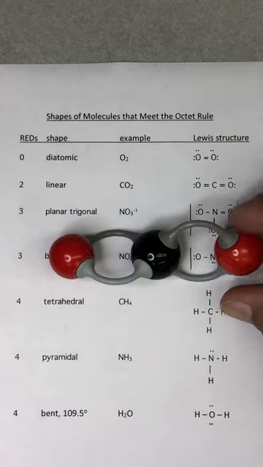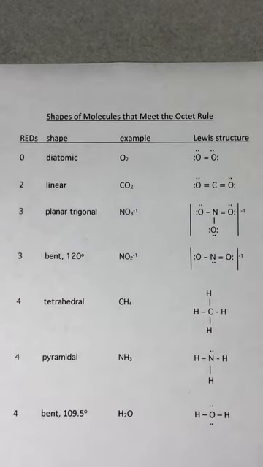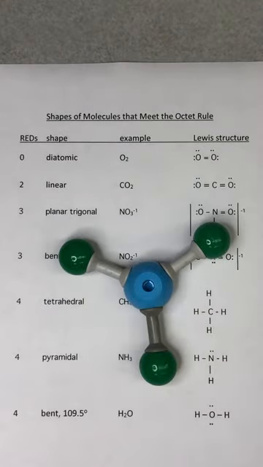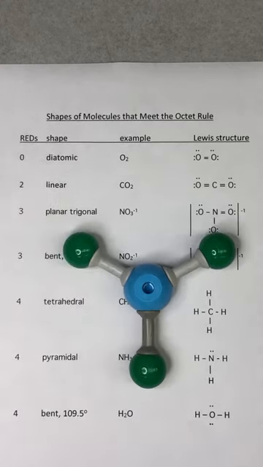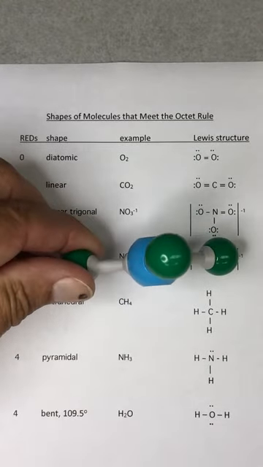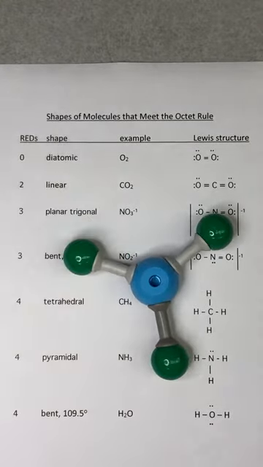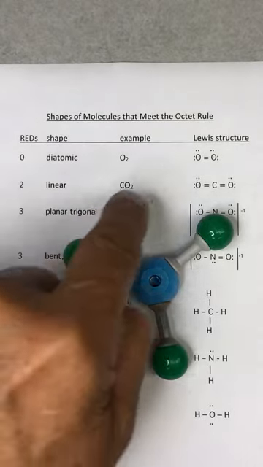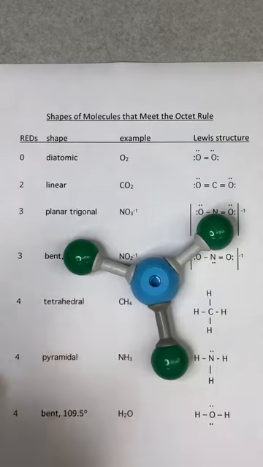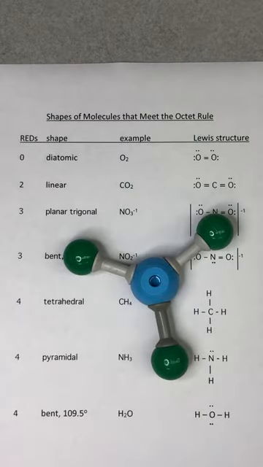Then, the next level of complexity is planar trigonal or trigonal planar. So three regions of electron density, and you can see that this is trigonal right here, and it's planar. And if we start talking about bond angles here, there's 360 degrees in a circle divided into 1, 2, 3 equal pieces, makes each bond angle 120 degrees.